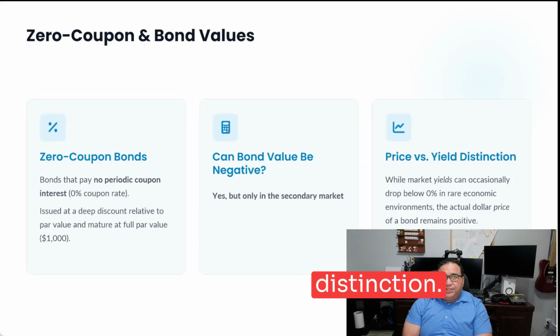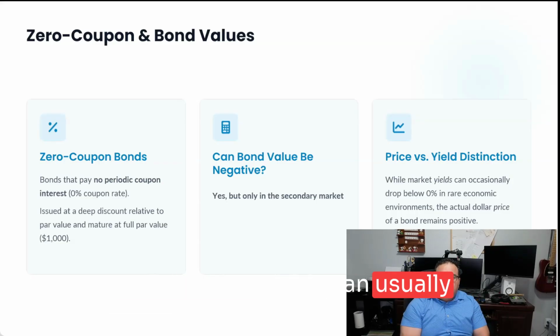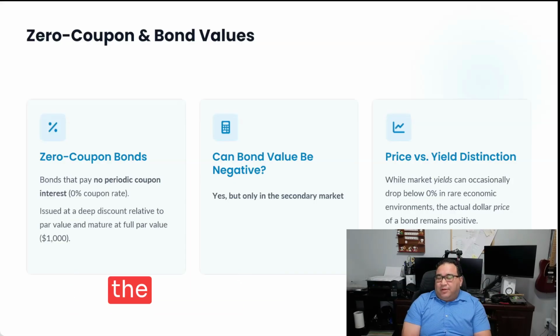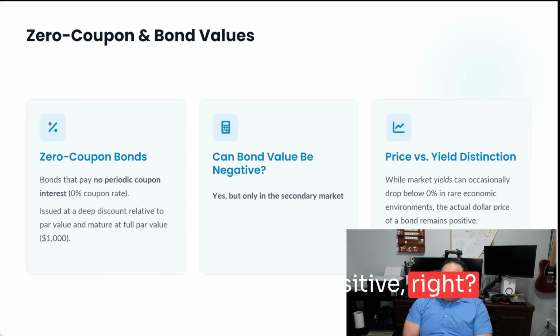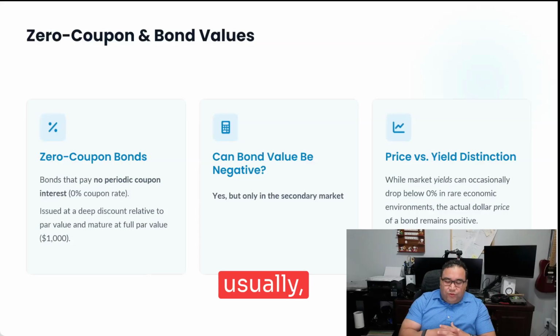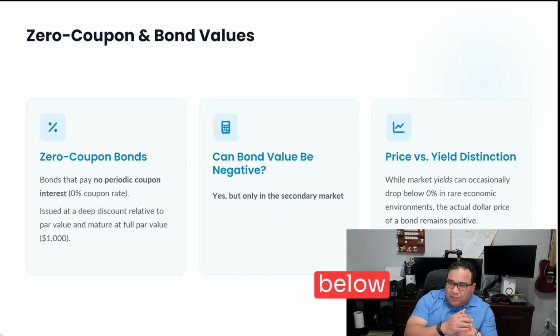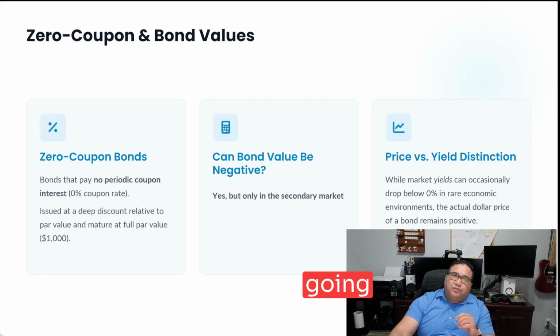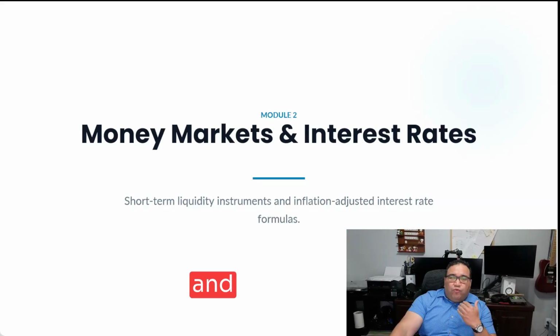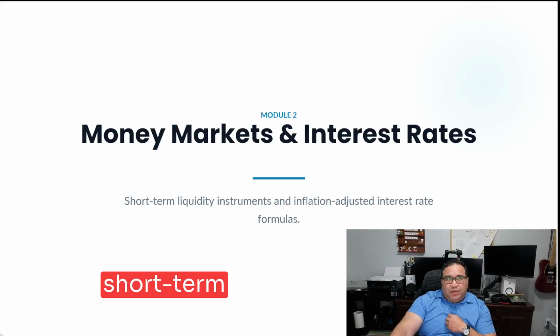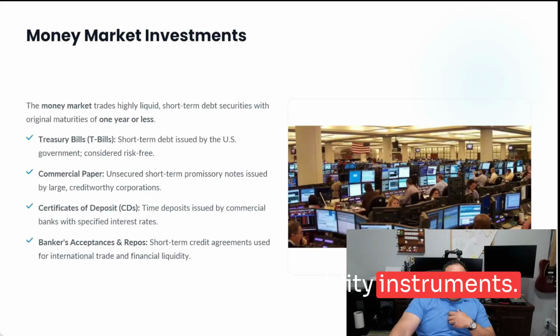Price versus yield distinction. While market yields can occasionally drop below 0% in rare economic environments, the actual dollar price of the bond remains positive, right? This is due to the interest rate and real interest rates, which we're going to look at. So, short-term money market interest rates and short-term liquidity instruments.